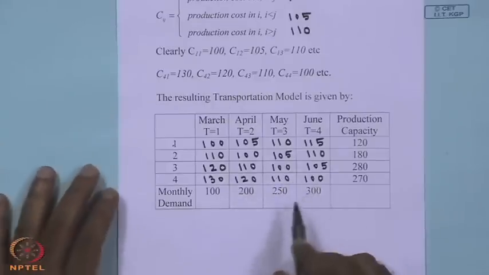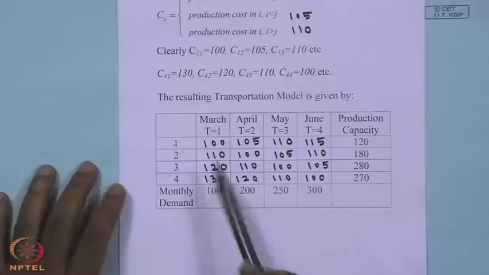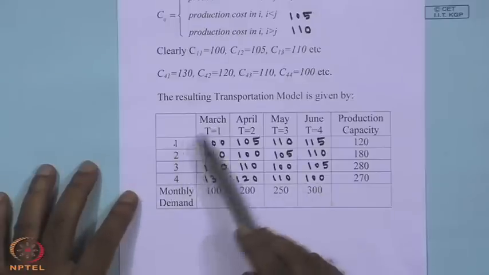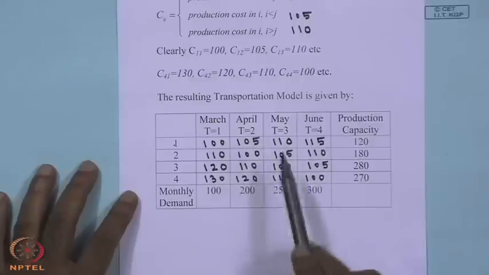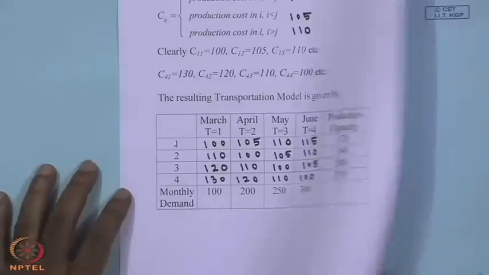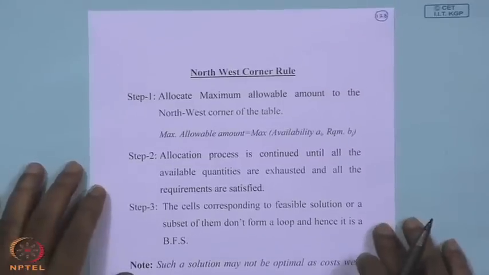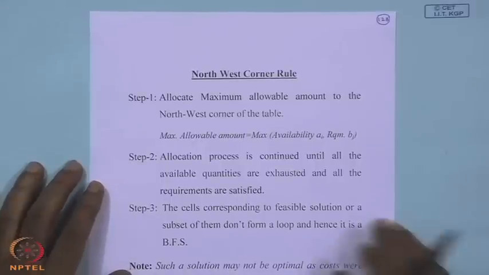So, in this way the problem can be formulated as a transportation problem. From source 1 to the month March, how much should go, in this way we have to find out what will be the quantities, or the values of x i j. Various methods are available for this. The first one we will use is the northwest corner rule. We will use 4 methods.